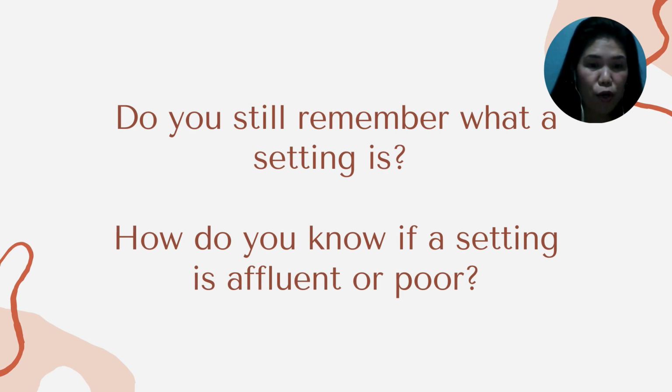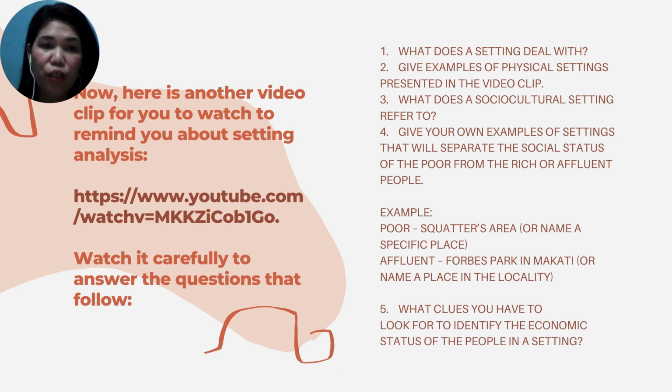So do you still remember what a setting is? I hope you still remember that, or you have already studied that when you were in grade 5. How do you know if a setting is affluent or poor? When we say affluent, it is rich. Now, here is another video clip for you to watch to remind you about setting analysis. So you may see the link that I have given here on your screen. Watch it carefully for you to answer the questions that will follow.